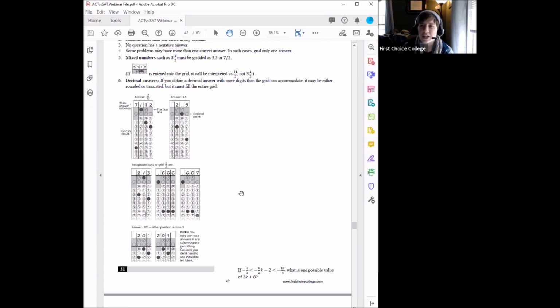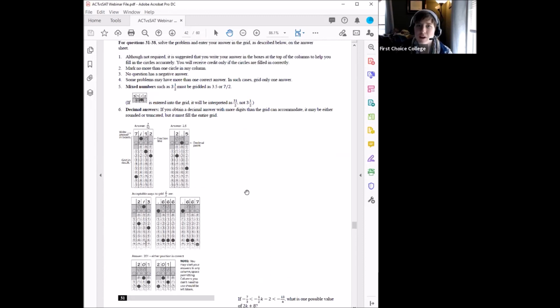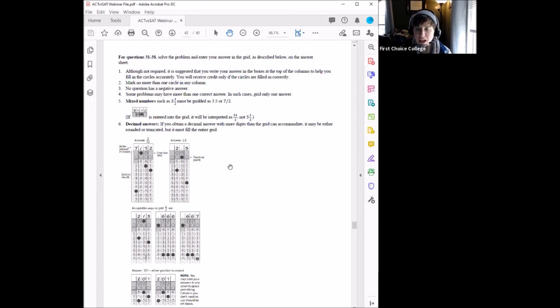And they should look over these rules for how to do the grid-ins before they go into the test, because these rules stay the same every single time. How you're supposed to grid it in, what's accepted, what's not accepted. They should read this and learn it before they go in, because that's not something you need to read on the test. It'll lose time if you have to.